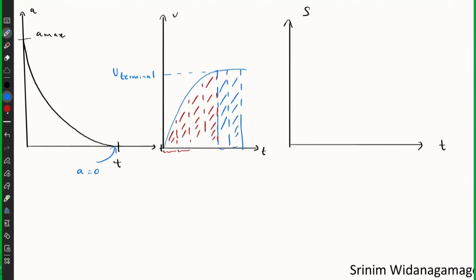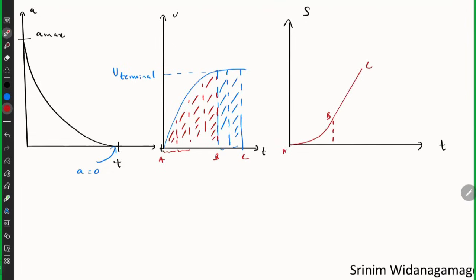So when you go from A to B to C, when you go from A to B, what can you say? There's an increasing rate of displacement. So it's a curve, right? It's parabolic. And then after you reach point B, what happens? Straight.